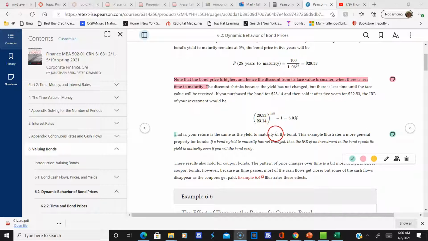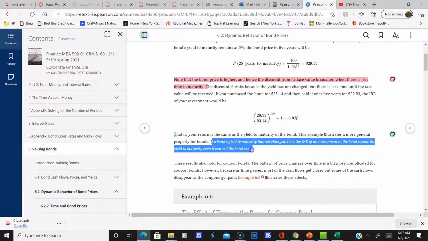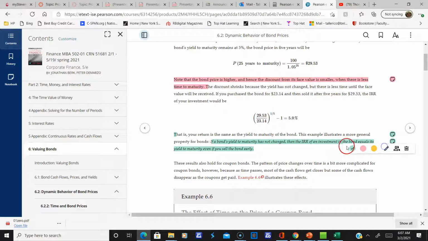Okay? This example illustrates a more general property for bonds. If a bond's yield to maturity has not changed, then the internal rate of return of an investment in the bond equals its yield to maturity, even if you sell the bond early. Okay, so your yield to maturity is always going to be the same.